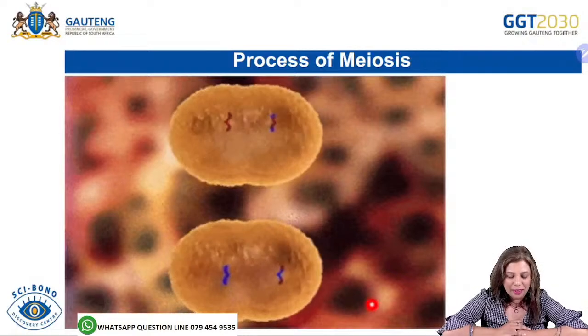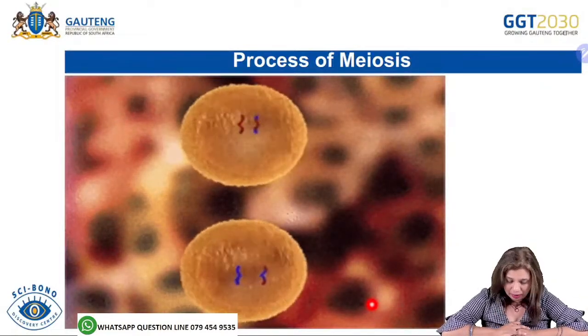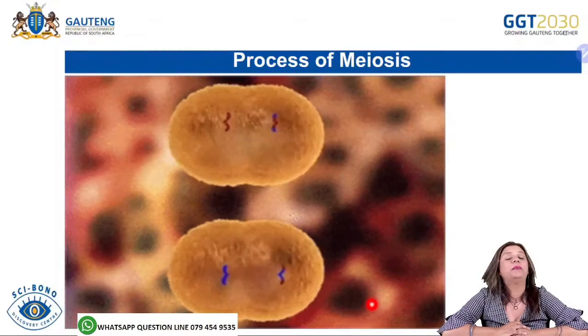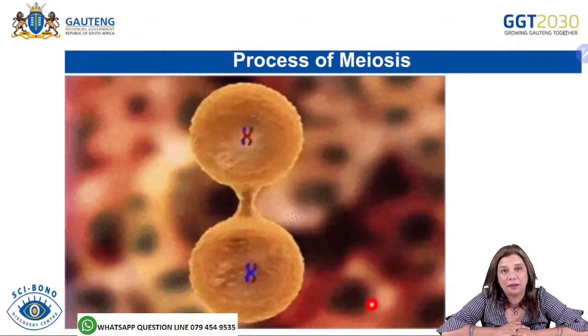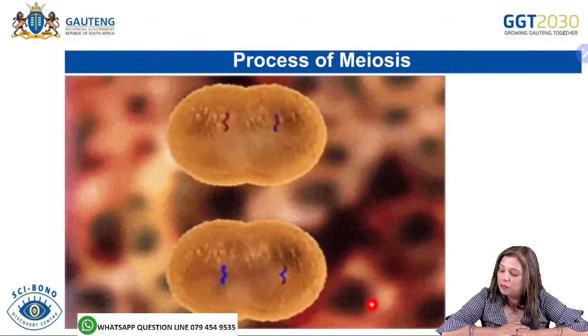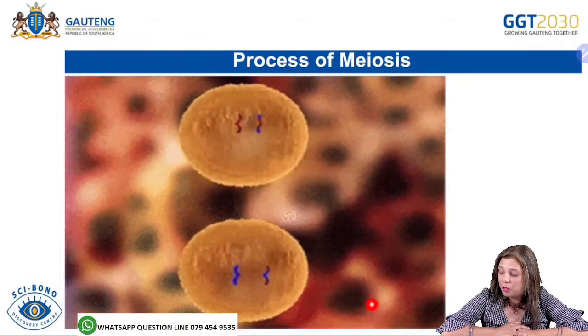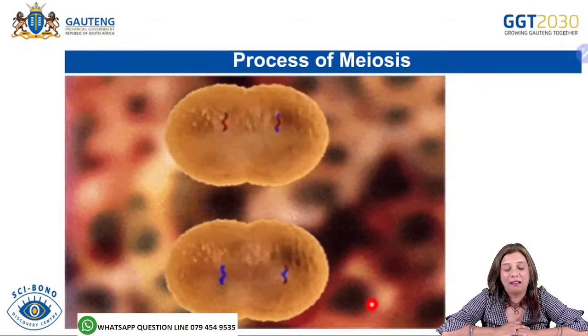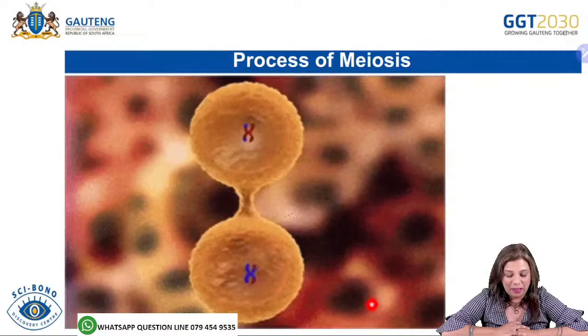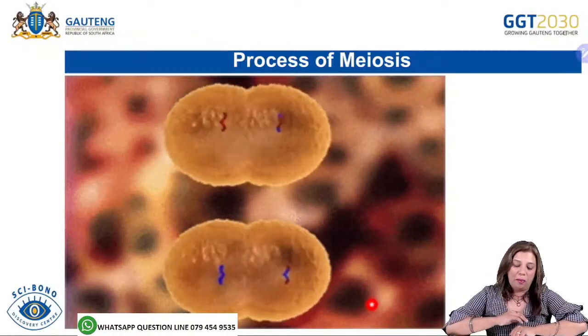So I want you to look at this diagram. So we can see what's happening here. And while you're looking at this diagram, I'm going to read the definition of meiosis. Meiosis is a type of cell division that results in 4 daughter cells, each with half the number of chromosomes as the parent cell. So can you see what's happening there? That is actually the process of meiosis.